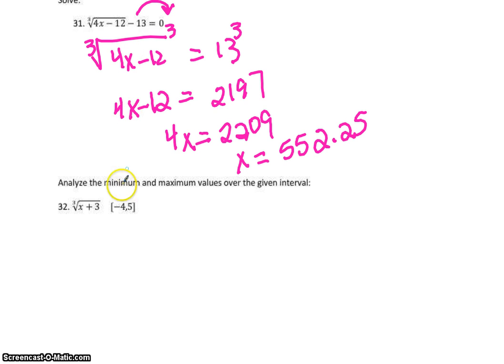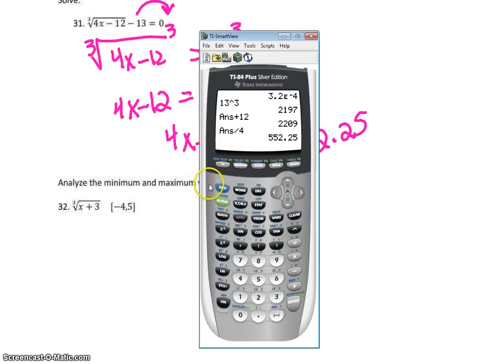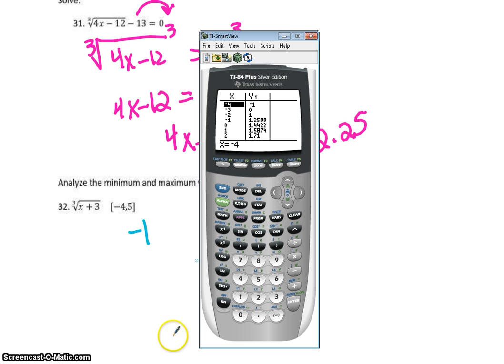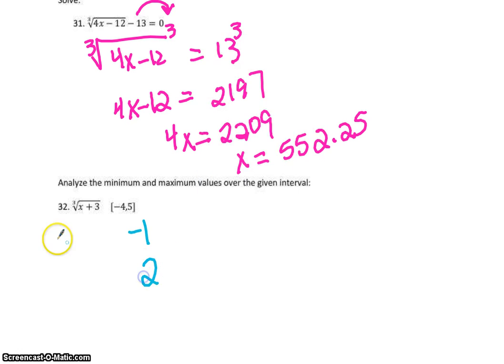Number 32 wants you to analyze the minimum and maximum values over the given interval. So you're going to start by going to y equals, clear it out, and put your equation in at y1. So we have math 4 to pull up the cubed root of x plus 3. Make sure all that's under this cubed root. Go second graph to pull up your table, and at -4 we have -1, and at 5 we have 2. So our minimum is -1 and our max is 2. Okay, going to the next page.